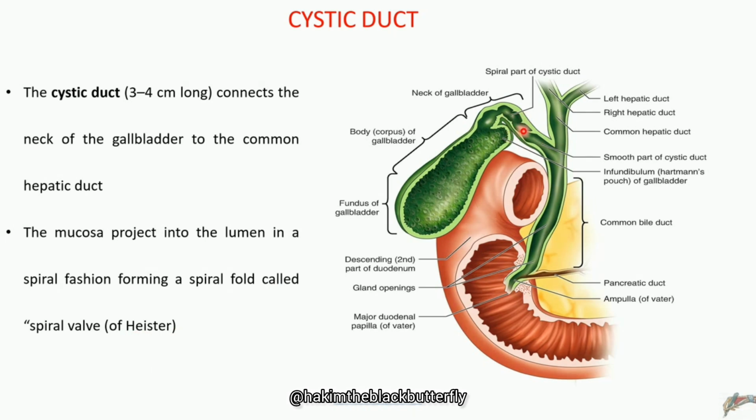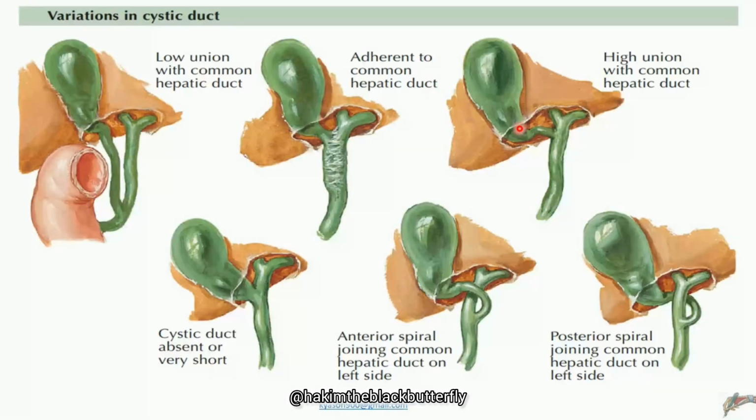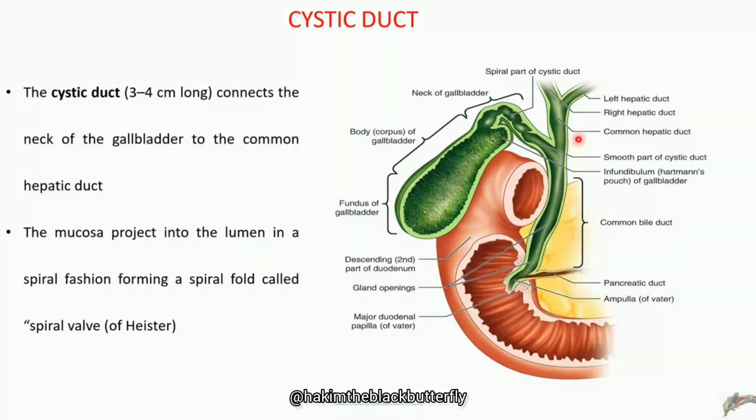There are some variations of the cystic duct, different structural arrangements. You've seen that the normal scenario is that it has to join the right side of the common hepatic duct. After that, we are going to form the common bile duct. There are a few variations.